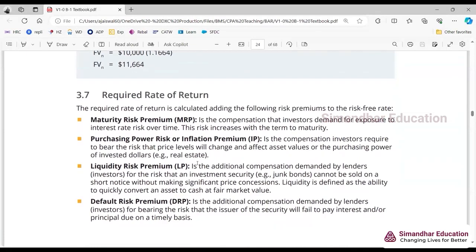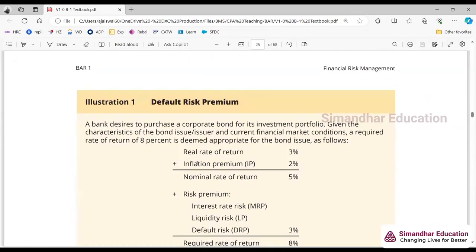Then we have different types of premium, risk premium. We have a risk-free rate. If you go here, the real risk-free rate is there, which is called treasury bond rates, etc., where there is no risk at all. In case of government bonds, there virtually are no risks.